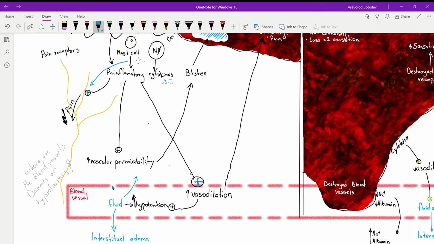So vessel dilation occurs, and vessel permeability is increased. So what happens? The vessel dilates and it allows fluid to leave. When the fluid leaves, it increases the hypotension. Not only is there fluid leaving to the tissues and leaking out, it's also leaving into the interstitial space and causing edema.